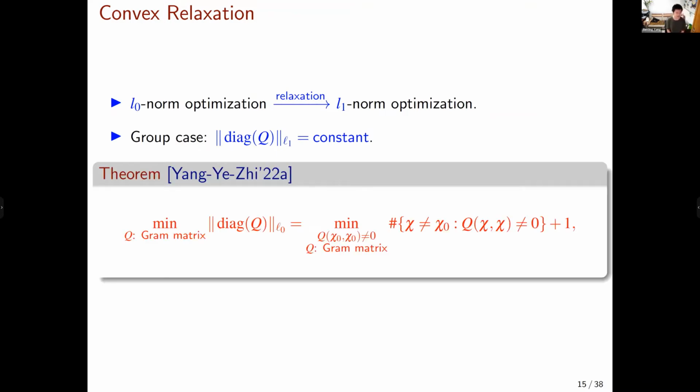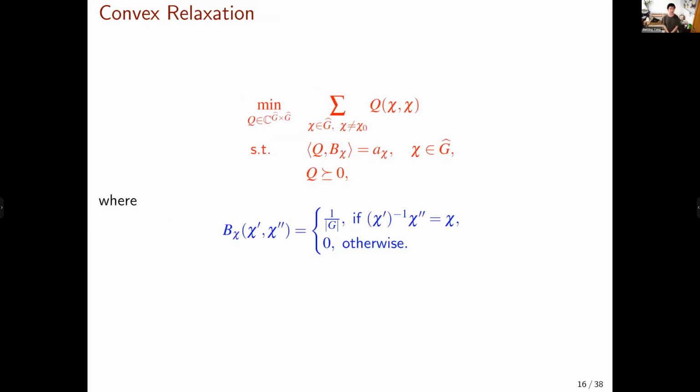By this theorem, we can see that the previous L0 norm optimization problem is equivalent to the right-hand side L0 norm optimization problem, which just removed the chi0 entry of the Gram matrix, and chi0 is a function from group G to the complex numbers C, which maps all of the elements to 1. And the convex relaxation of the right-hand side optimization problem is not constant.